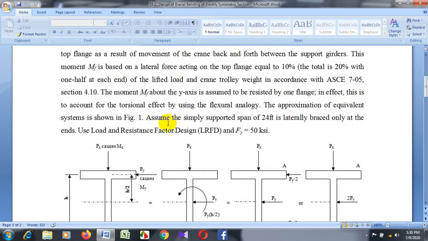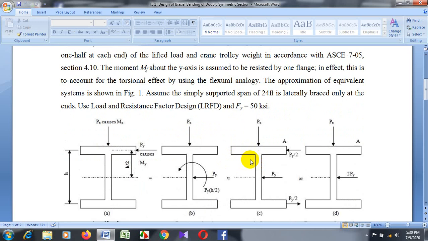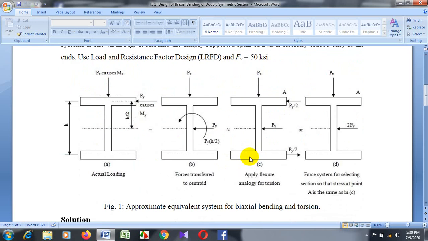Now assume this simply supported span. That means the total span is simply supported, with a length of 24 feet, laterally braced only at the ends. Use load and resistance factor design, LRFD, and Fy of 50 ksi. That means A992 steel is used. Now this is the approximate equivalent system for biaxial bending and torsion. Now go to the solution.